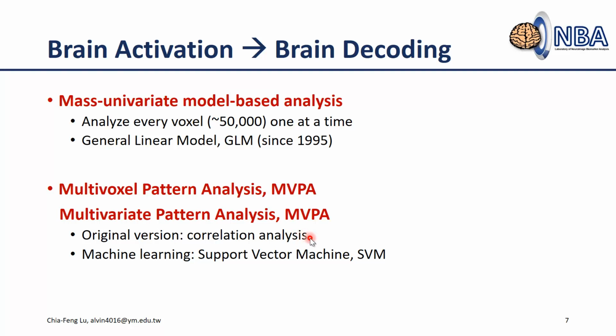However, around 2003, people came to think about applying machine learning approaches such as the SVM, support vector machine, to help us differentiate two different mental states. So around 2003 is the very important time point at which we combined machine learning techniques with fMRI data to do so-called brain decoding.